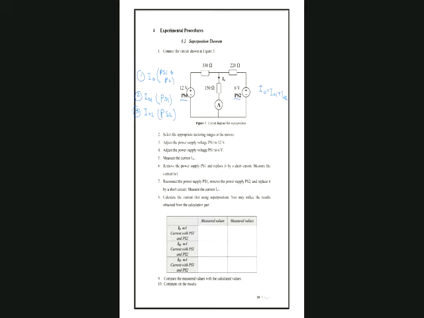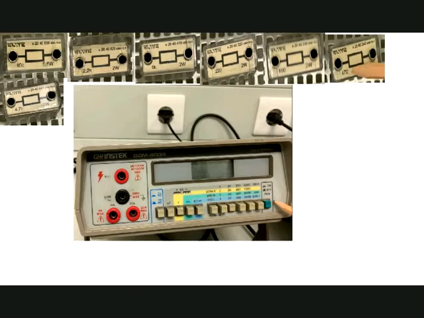Before we go further, I'll just show you some slides which will help us in understanding. First, I'll show you the components. This is the multimeter. We have components like 220 and 330 ohm resistors and so on. So here you have a multimeter.